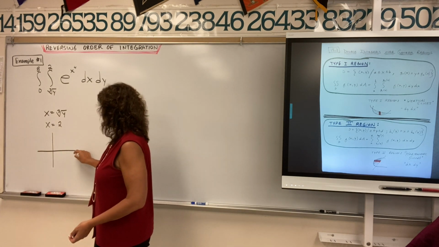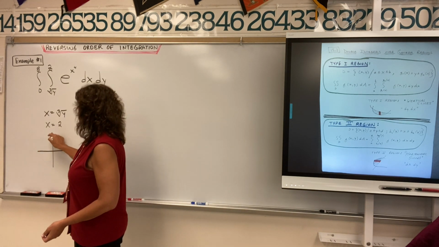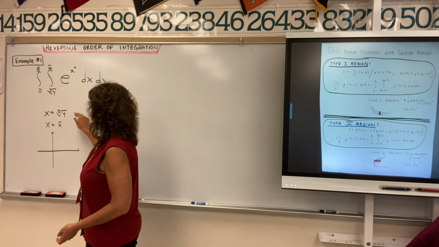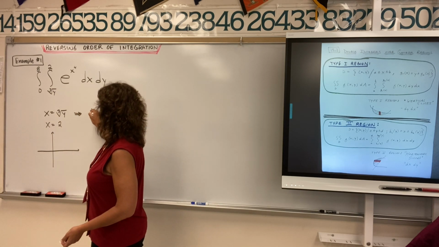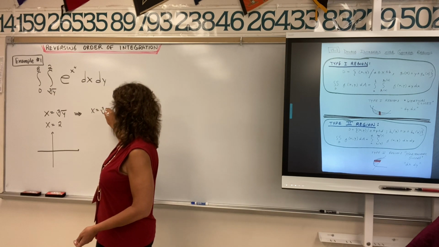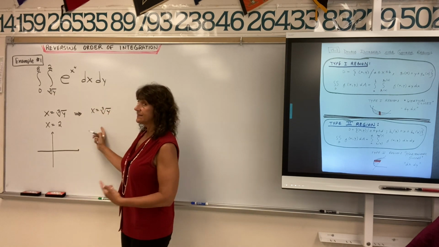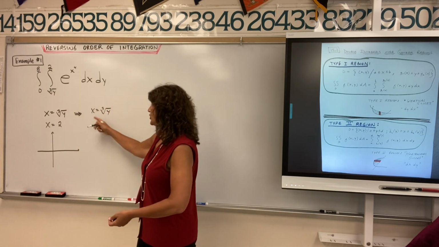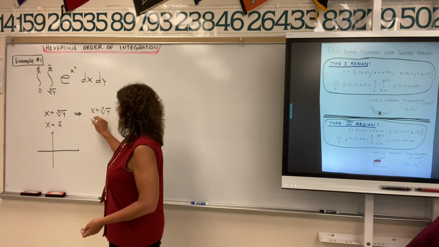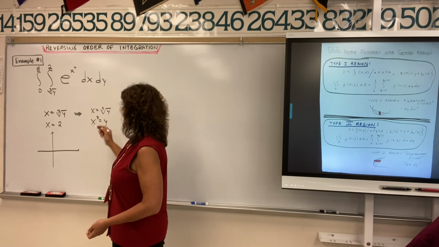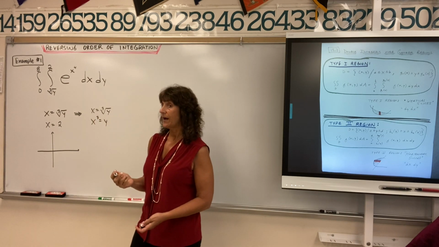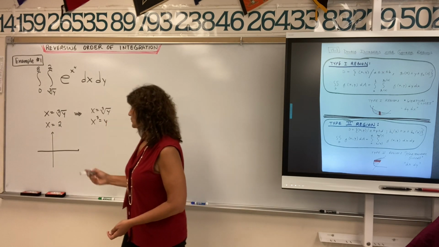So what does this look like? Well, x equals the cube root of y. Let's take that first. Let's get this in terms of y equals, so cube both sides. When I cube the left and I cube the right side, y equals x to the 3rd power. So y equals x cubed.